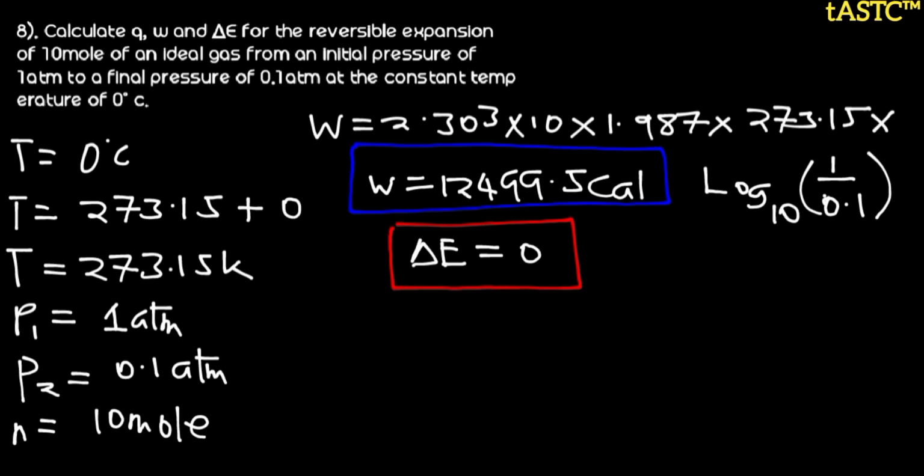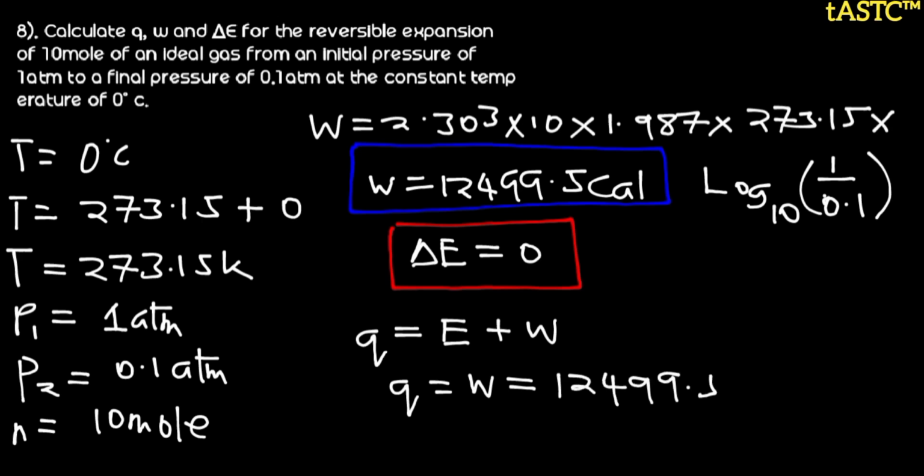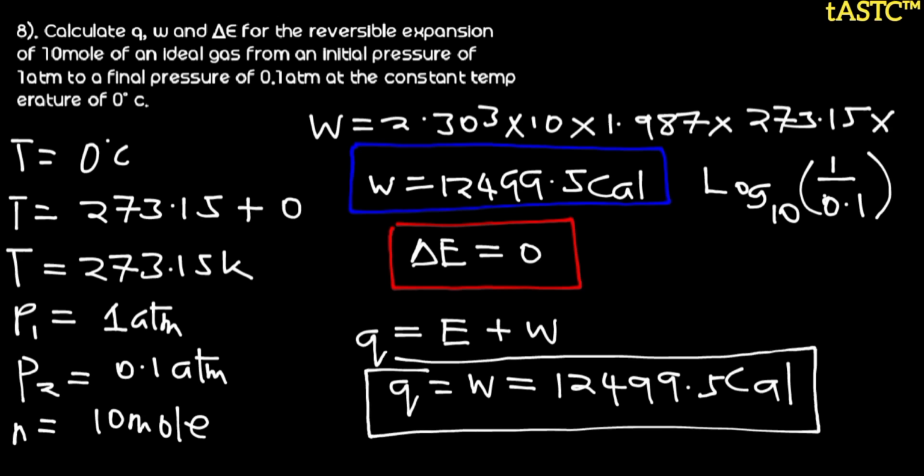Now, because we have from the first law equation that Q is equal to U, or in this case E, plus W, we know that dE is equal to 0. So we have Q equal to W, and that obviously will be equal to 12,499.5 calories. So that is going to be the heat quantity for that process. That is the answer to the question.